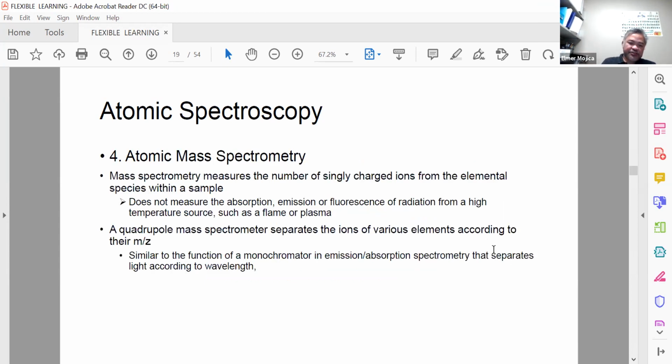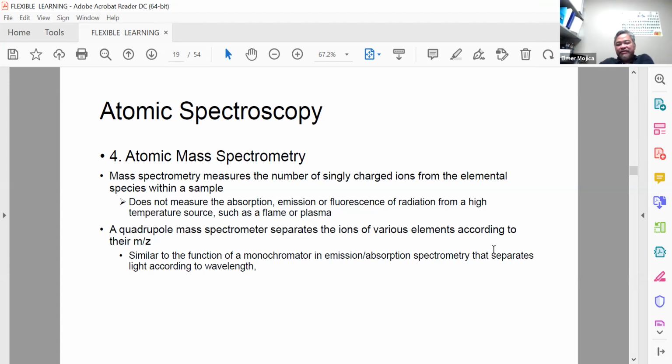Now, atomic mass spectrometry — I'm not sure if you're familiar with the concept of mass spectrometry, which we're going to discuss after this module. Mass spec usually measures the number of singly charged ions from the elemental species within a sample. It does not measure absorption, emission, or fluorescence of radiation from high temperature sources such as flame or plasma. Okay. Now, a quadrupole mass spectrometer separates the ions of various elements according to their mass.